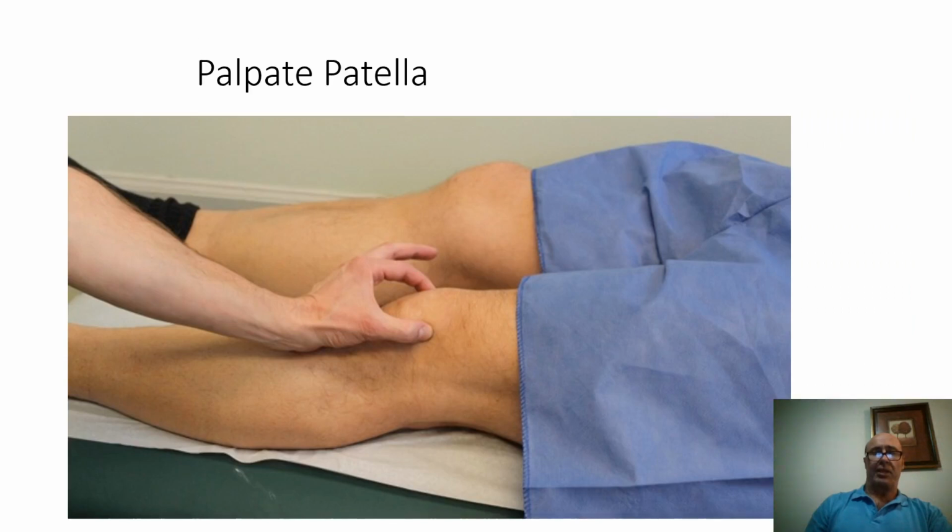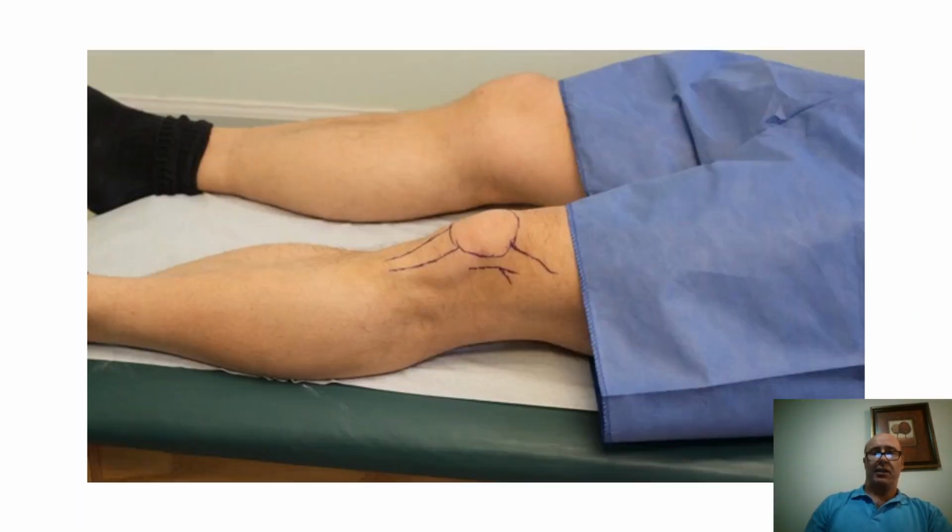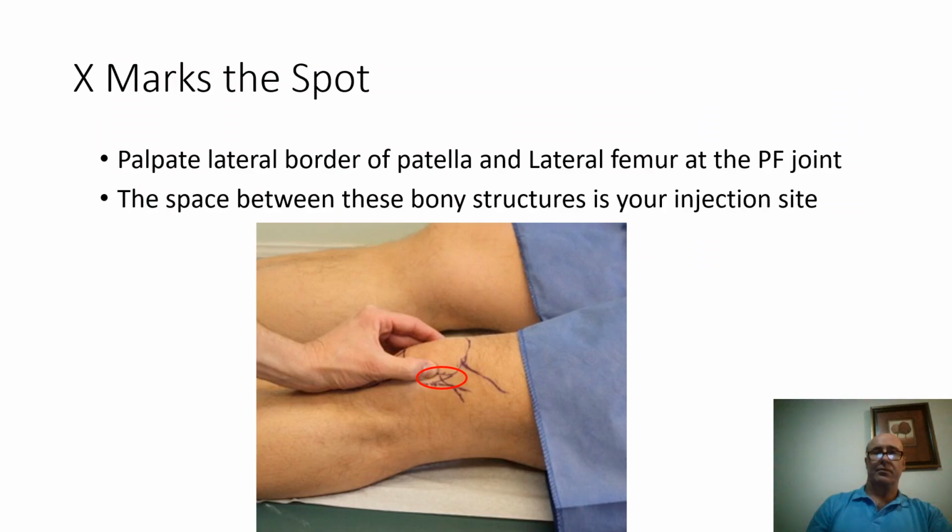Palpate the patella. You should be able to get under the edge of the patella. The nice thing about lying supine is the quadriceps are relaxed, so you can actually lift the patella. I've drawn some landmarks on the knee here, so you can get an idea where the quadriceps insertion is, also the patellar tendon, and where the lateral edge of the joint is. This would be the lateral femoral condyle. You want to be going in this gap between the edge of the patella and the femoral condyle. So once you're palpating the lateral border of the patella and the lateral femur at the patellofemoral joint, that's where you're going to put your injection.